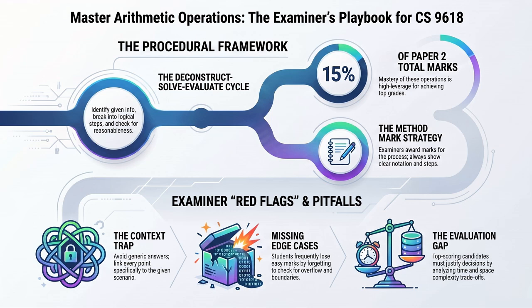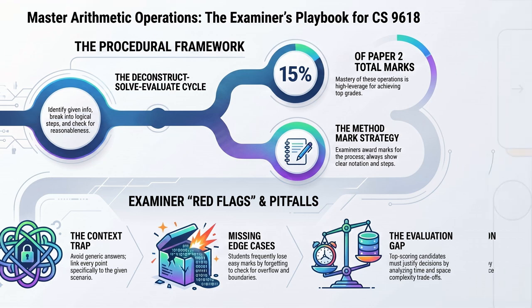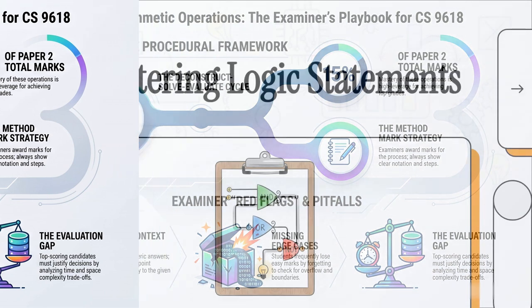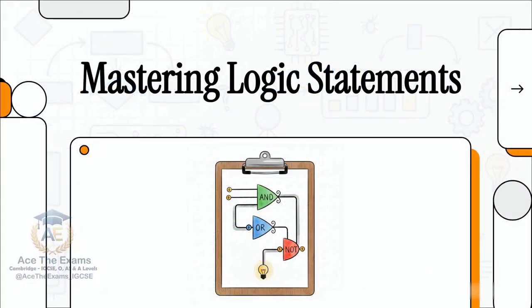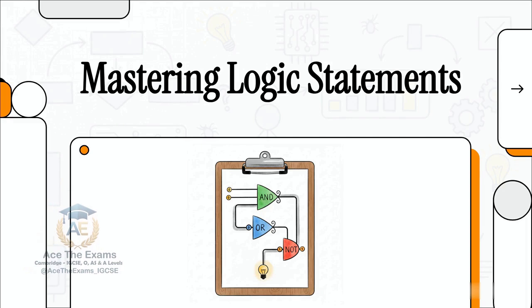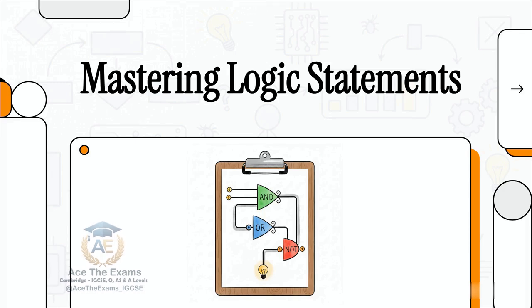All right, let's dive straight into this explainer and demystify exactly how to master logic statements for Cambridge AS and A-level computer science. Now, if you're studying for the 9618 syllabus, you already know that designing algorithm solutions is a massive part of the curriculum. But honestly, there is a hidden layer to mastering this that a lot of people miss. It's really not just about knowing your ANDs, ORs, and NOTs. It is entirely about knowing how the person grading your paper actually evaluates your logic.